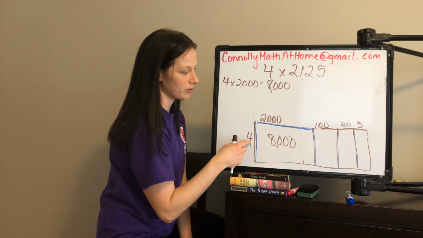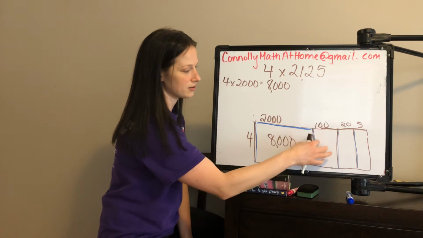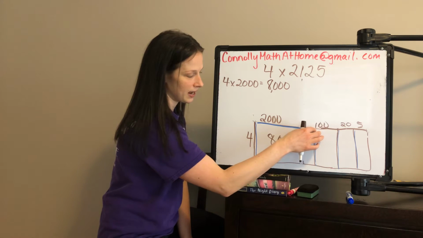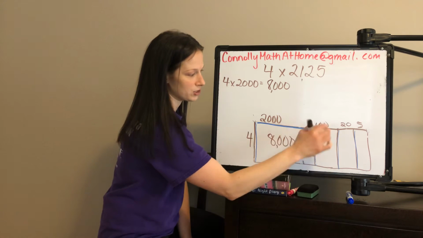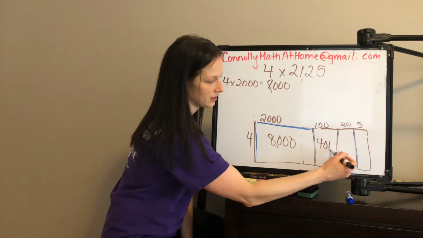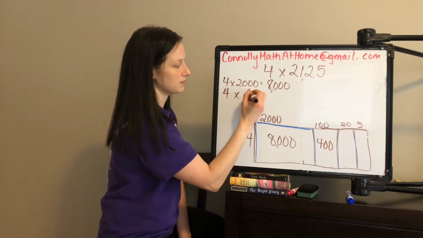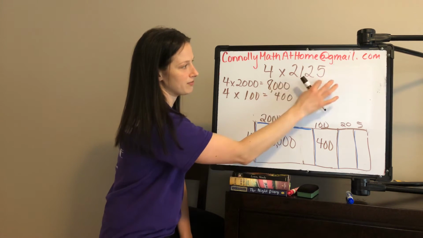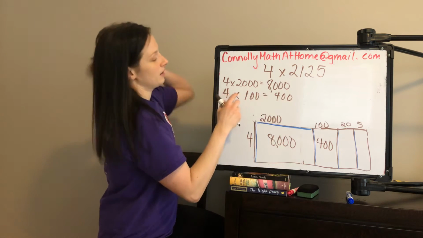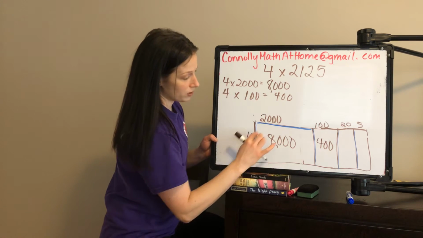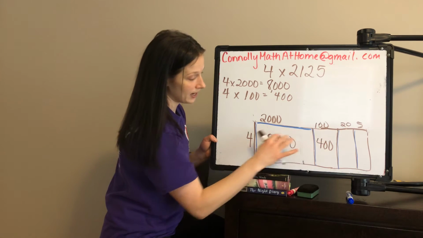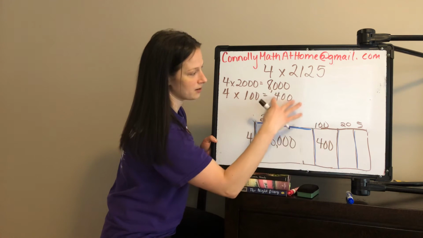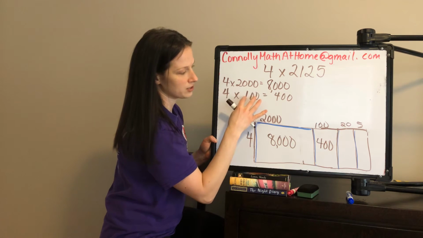Then we know what the area of this rectangle is going to represent: 4 times 100. Okay, so 4 groups of 100 is 400. So what I'm doing is I'm keeping 4 whole. I'm splitting up 2,125 by place value. So far I've done 4 times 2,100. And so far, how many toys do I have total? 8,400. You can see that up here as well, and you see the 2,100 here.